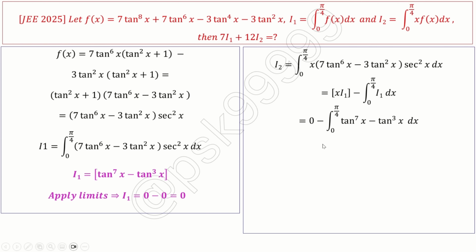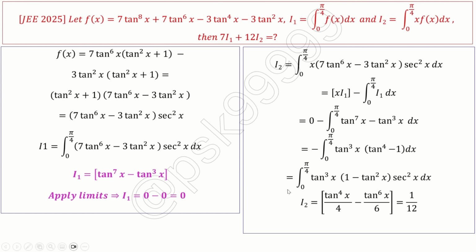Now just simplify this one. You take tan cube x common, this will become tan to the power of 4x minus 1. This I can write as tan square x minus 1 into tan square x plus 1. Instead of tan square x minus 1, this minus I am taking inside, it becomes 1 minus tan square x. Tan cube x as is, 1 minus tan square x into tan square x plus 1 is secant square x. Now if I take tan x as t, secant square x dx is dt. So this is a very simple step basically. You can solve it yourself.